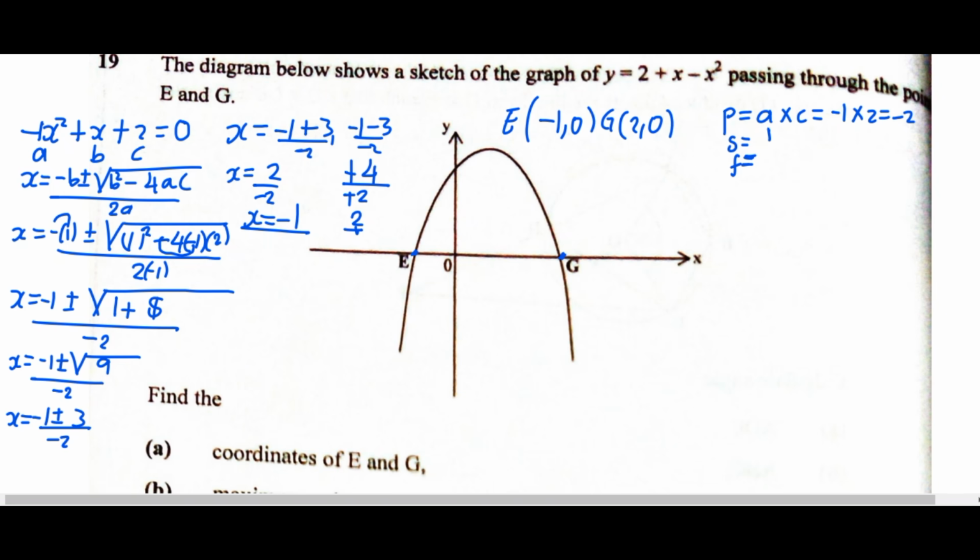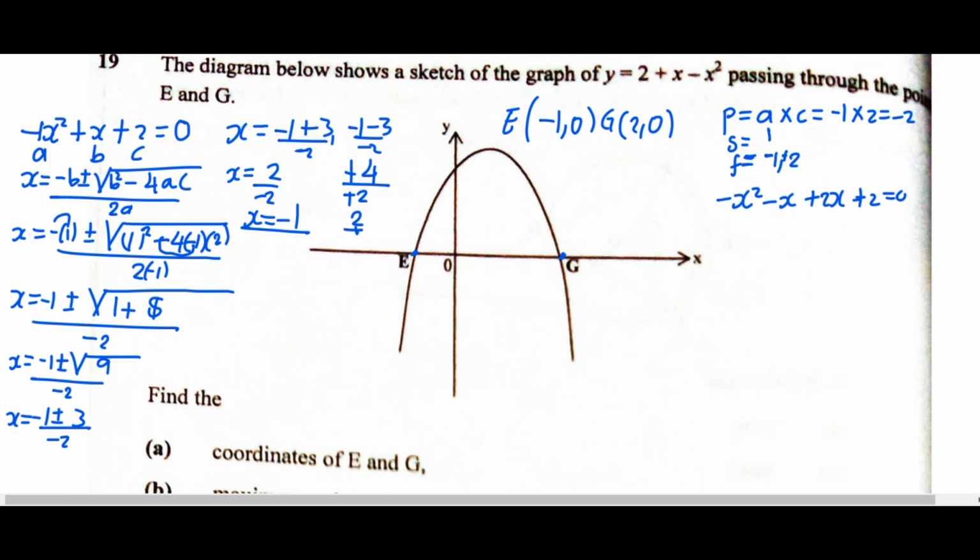Then the factors: if the product is 2, the factors are always 1 and 2. Since the product is negative while the sum is positive, the bigger number will carry a plus and the smaller number will carry a negative. So this will be -x squared minus x plus 2x plus 2 is equal to 0.